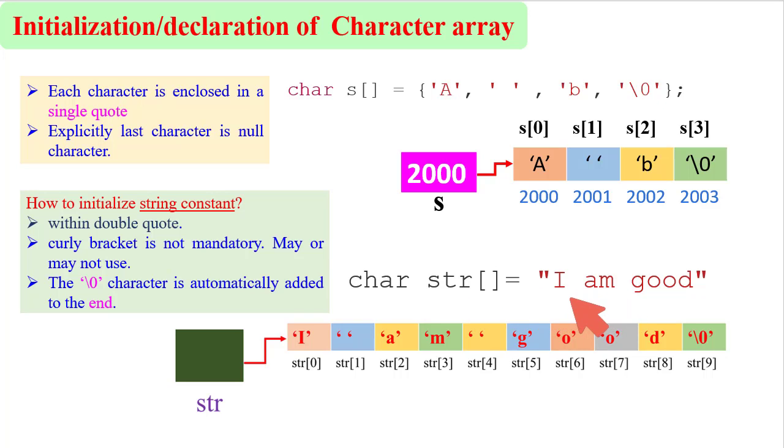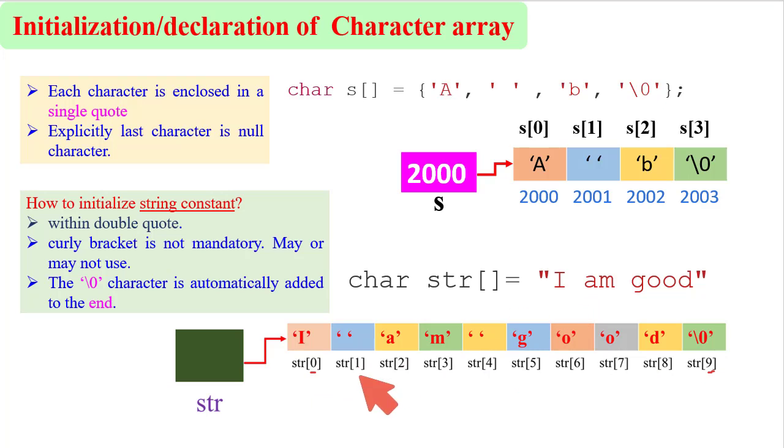In this string constant I am good, the total number of characters is 1, 2, 3, 4, 5, 6, 7, 8 and 9. By default, a null character will automatically be added at the end. So this is 9 plus a null character, so 10 characters. When this array is defined, 10 memory locations will be allocated for this array str. Say this is the memory block having 10 memory locations. As there are 10 characters, the index will start with 0 and the last index will be 9.